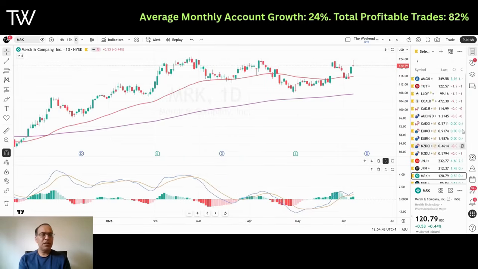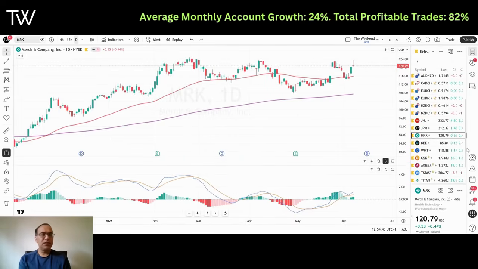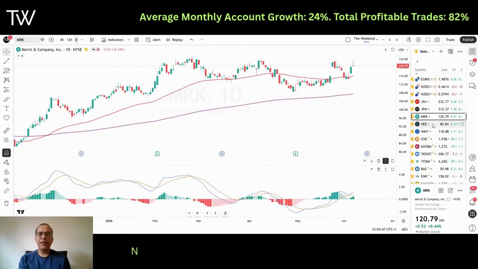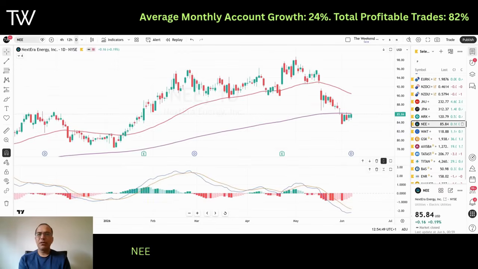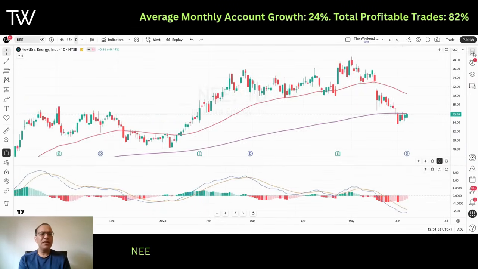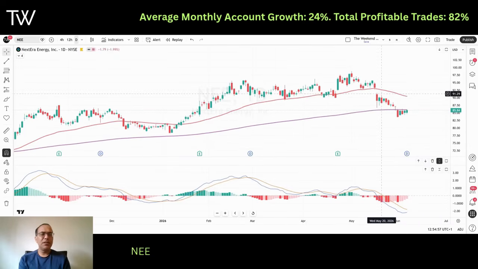So Merck, let's keep going. NEE, that's another one that we are looking at for next week. NextEra Energy. This is a slightly dicey one with the price cutting below the 200 EMA. Kept this one to keep an eye on, not looking at entering right away.